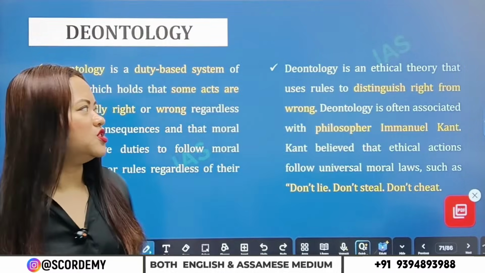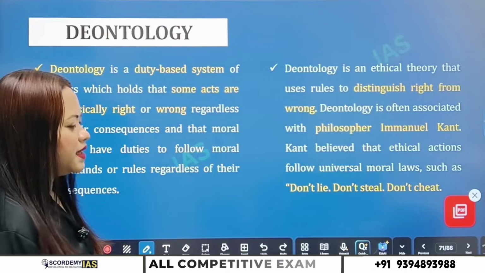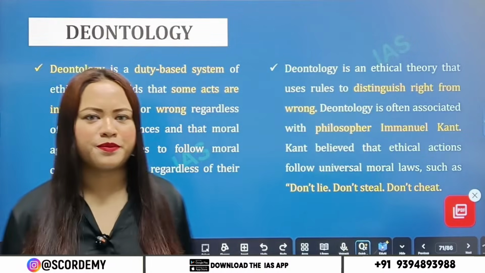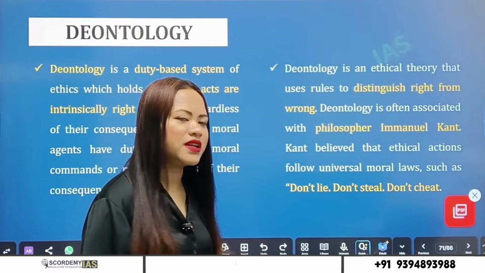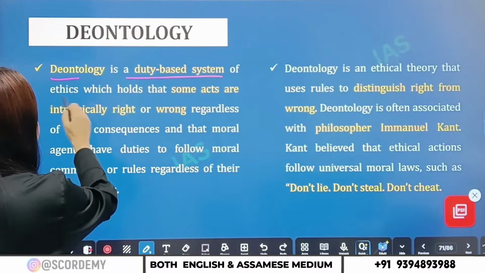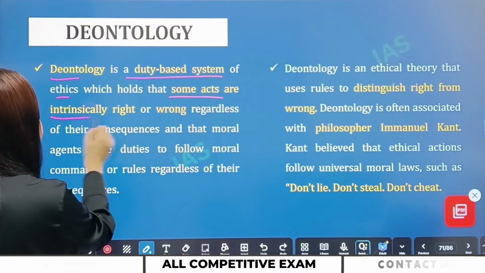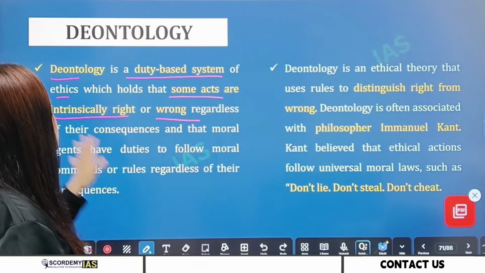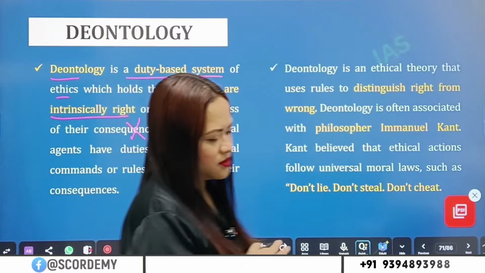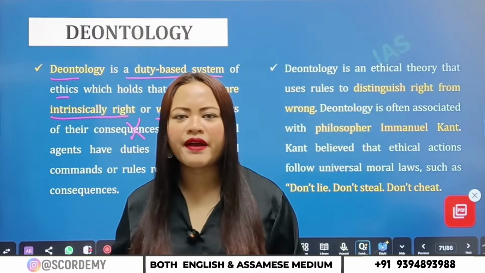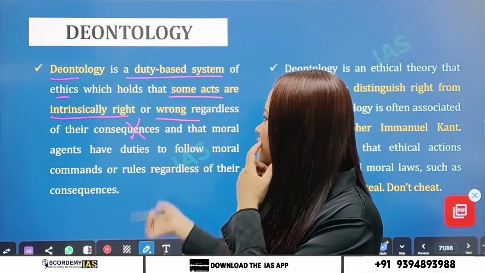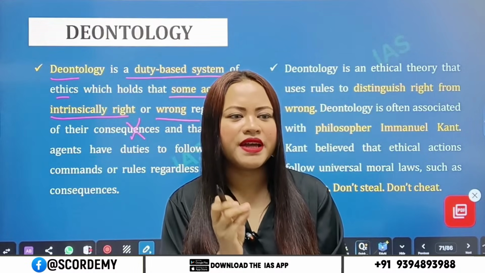Then we come to deontology. What is deontology? Last time we had already discussed it is a duty-based system, or thinking that certain things are inherently right and inherently wrong. Deontology is the duty-based system of ethics which holds that some acts are intrinsically right or wrong regardless of their consequences. Here we are not at all paying attention to consequences. We don't care about consequences at all. We are saying that some acts are intrinsically right and intrinsically wrong.